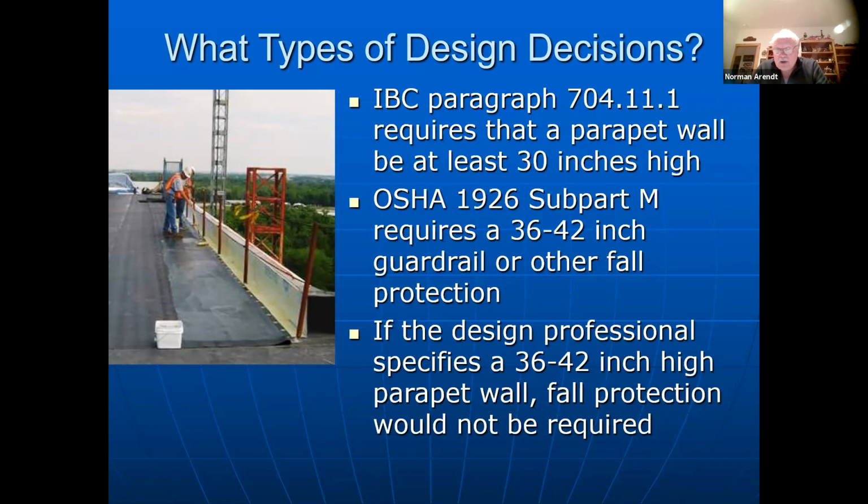And this also gets into the maintenance process, because if you do not have 36 to 42 inches, and this is just one of the many examples in the OSHA standards, then every time maintenance is performed, you have to be using fall protection.